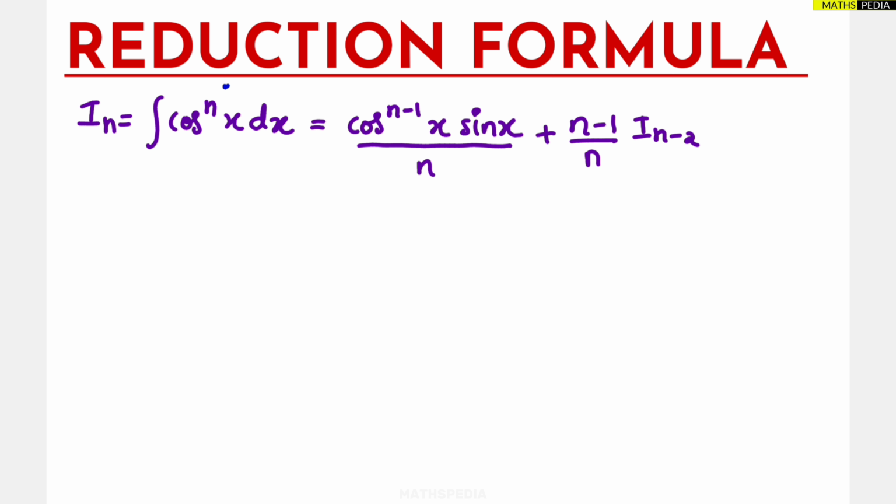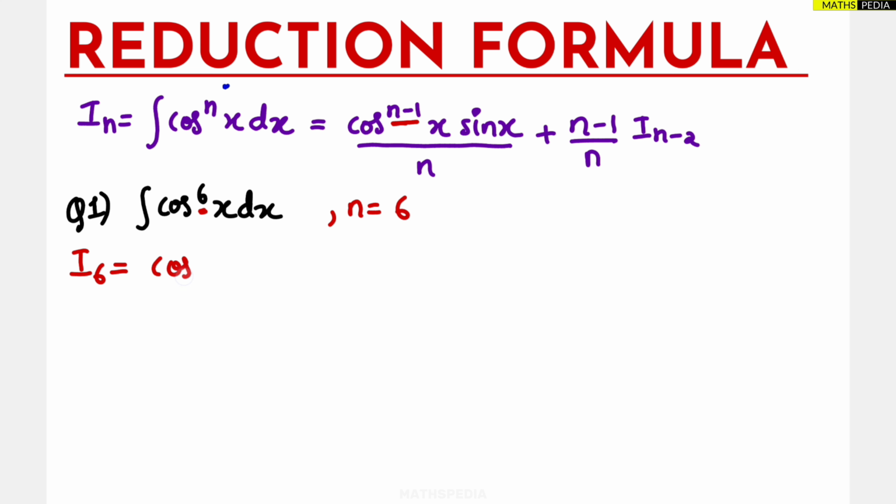Next, we'll go for the first question. So in the first question, it is given that the n value, we got to understand, is equal to what? 6. So I need to find I6, which is equal to, in place of n I have to substitute 6. So the formula becomes cos n minus 1, 6 minus 1 is 5, x into sin x, whole divided by the n value, which is 6. Okay, plus n minus 1, 6 minus 1, which is 5, divided by n value 6, into I n minus 2. So 6 minus 2 is 4.